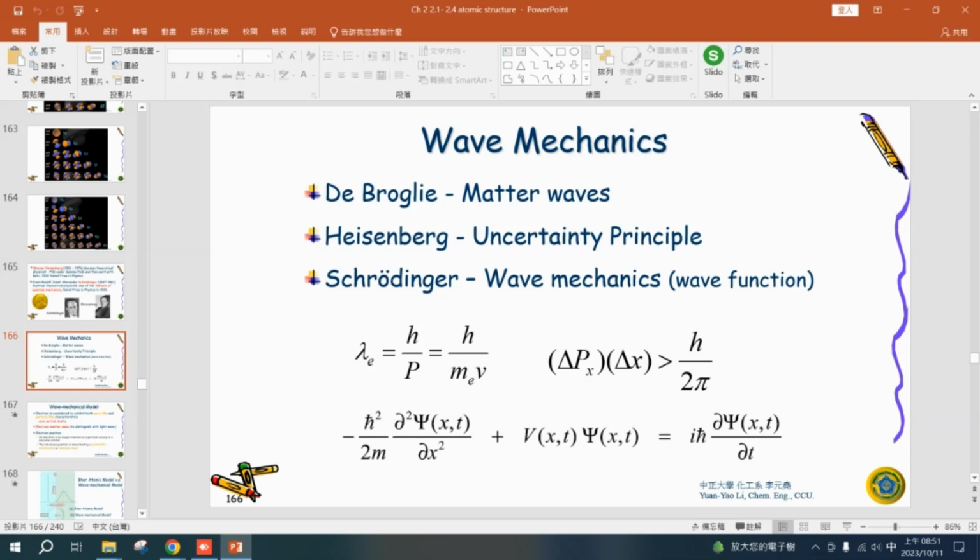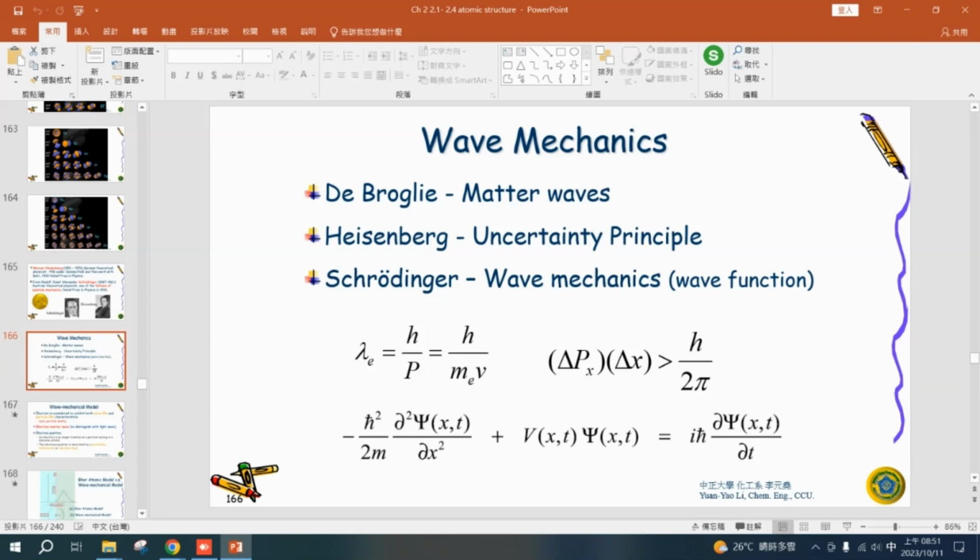That's from de Broglie. And Heisenberg tells us the uncertainty principle, that means you cannot find the location of the electron and also the speed of the electron at a certain time. Okay, that's Heisenberg. Schrödinger derived one great equation, which is called the wave function. The wave function tells us the density of the electron with the location. Okay, we call this probability.